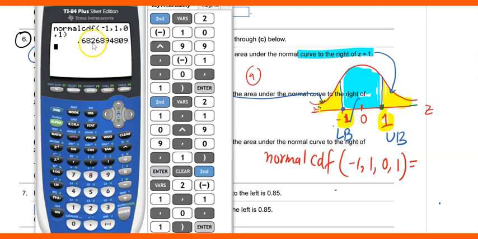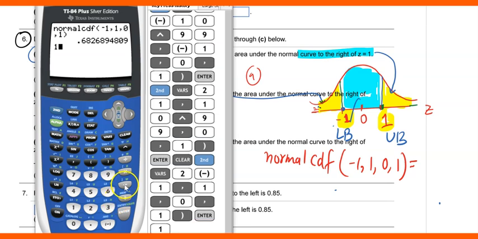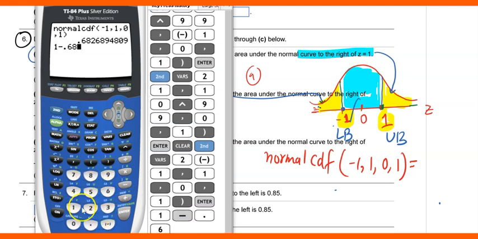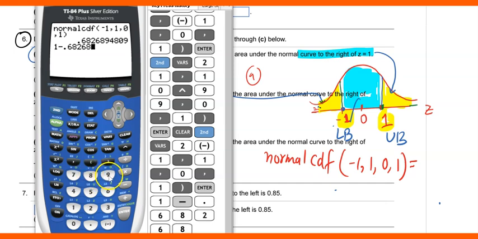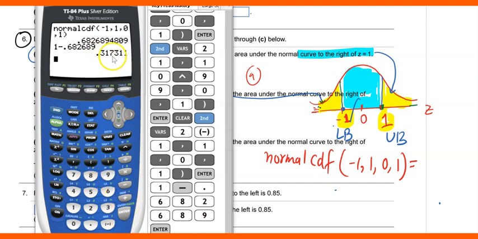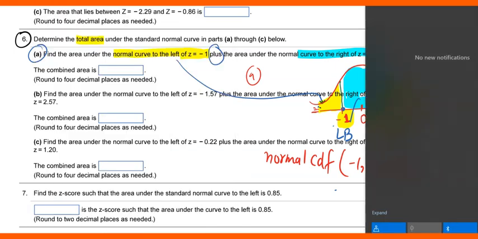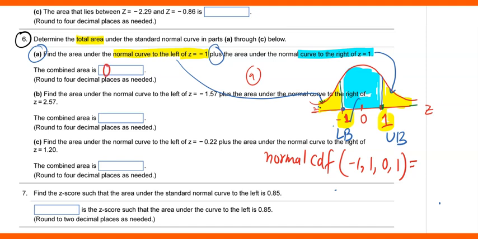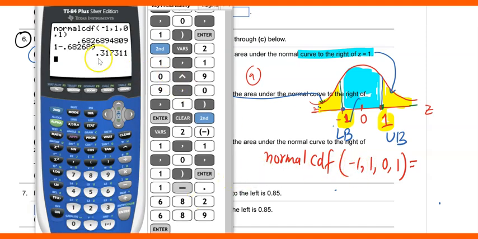Okay, and if you subtract from 1, pretty much 1 minus 0.682689, whatever, you get 0.3173. Okay, that's what the area is going to be. The final area is going to be 0.3173. Make sense? Because I find the middle area, which is going to be 0.682689, right? And subtract from 1 to get the remaining area, which is the total.